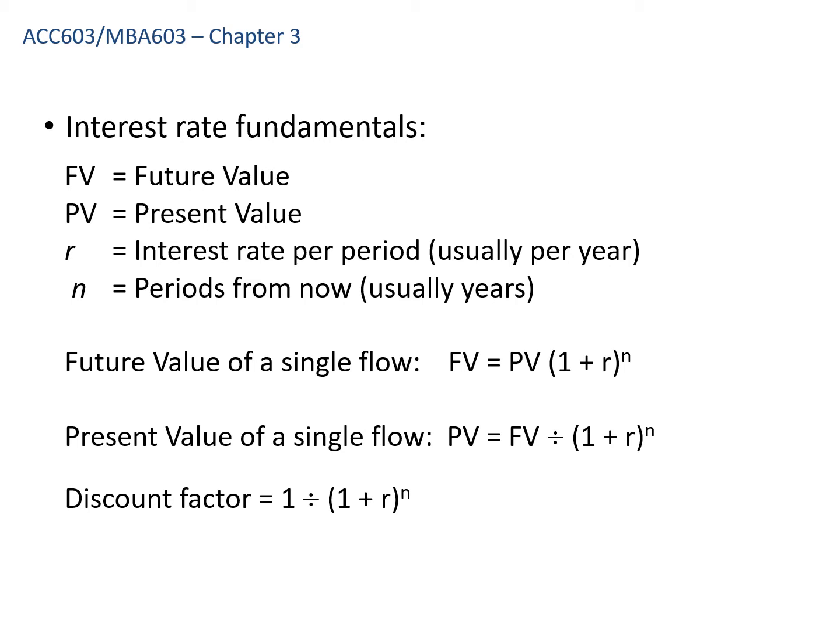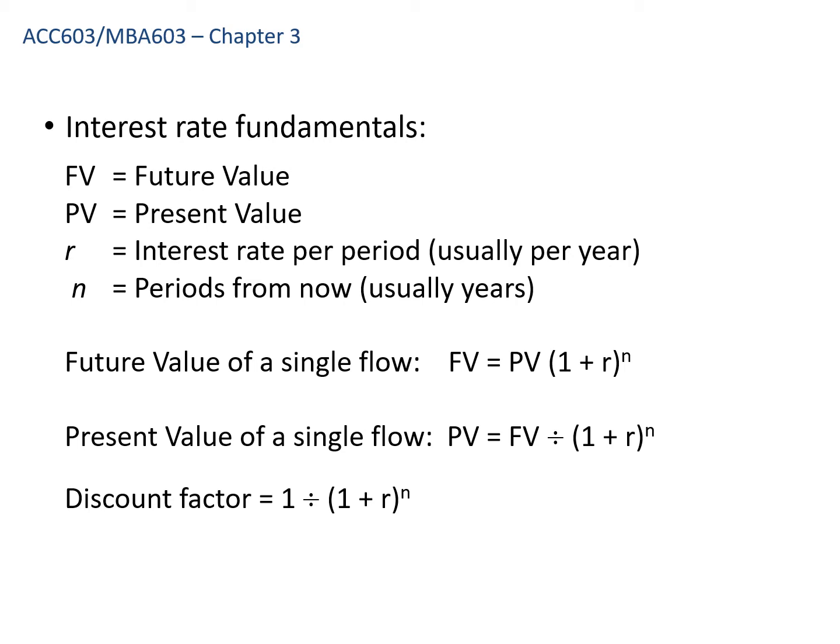And as I mentioned before, most companies use their marginal cost of capital. So if they had to go out and borrow money today, what would they pay to borrow that money? Or if they issued equity, what would they have to pay in the way of dividends, or some weighted average of the two if they do a mix? And then N is the period in years.